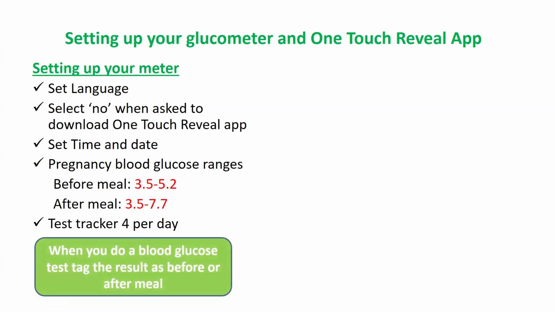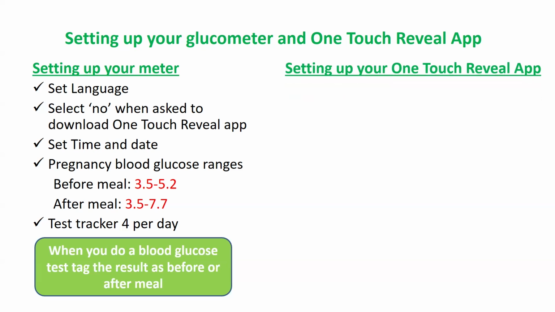And then whenever you do check your blood glucose level, it is important that you tag the test result as either before or after meal. So if it's the blood sugar level that you've checked in the morning time before breakfast, that's a before meal blood glucose level check. And then if it's your after meal, you need to tag it as an after meal blood glucose level check.